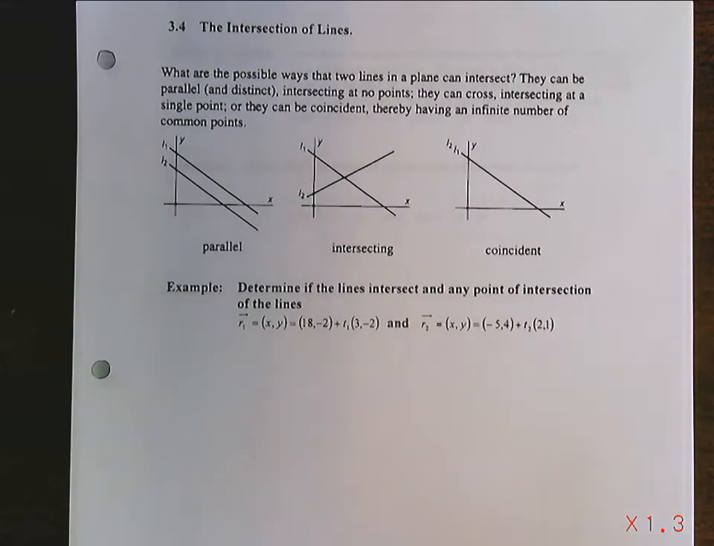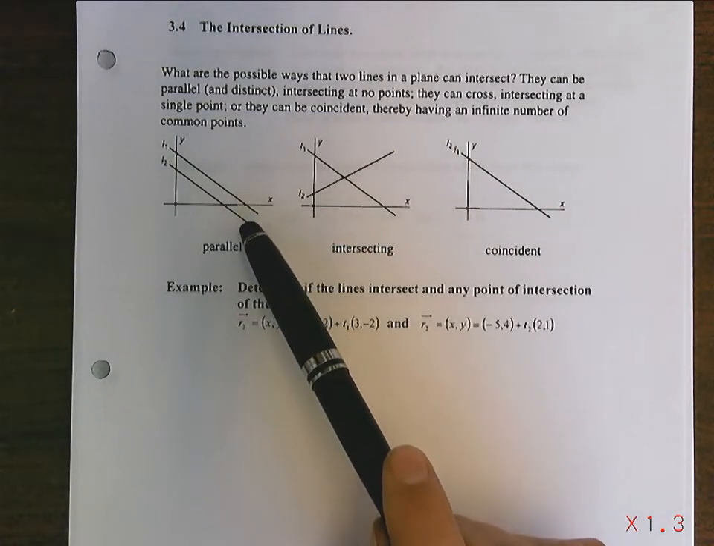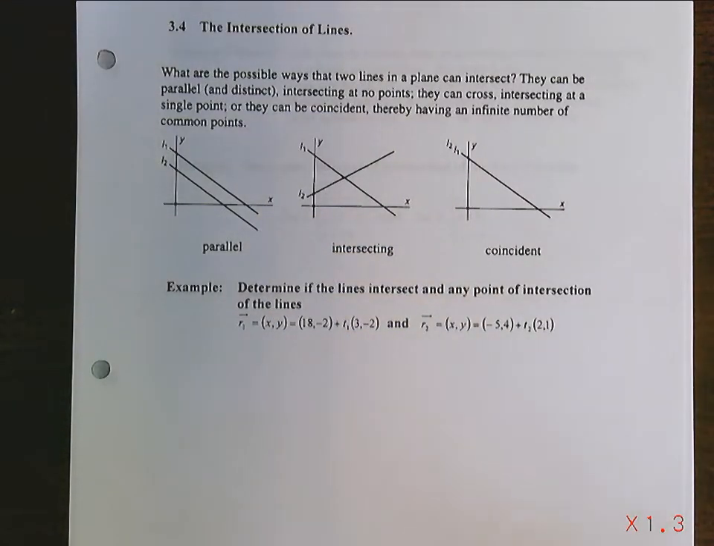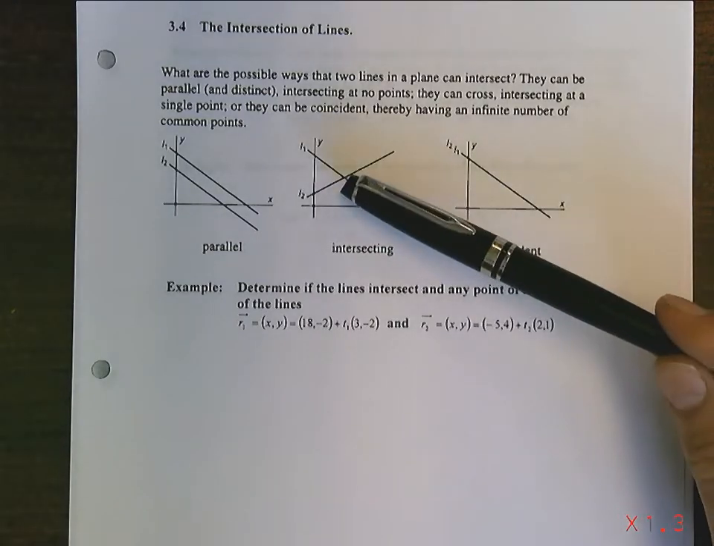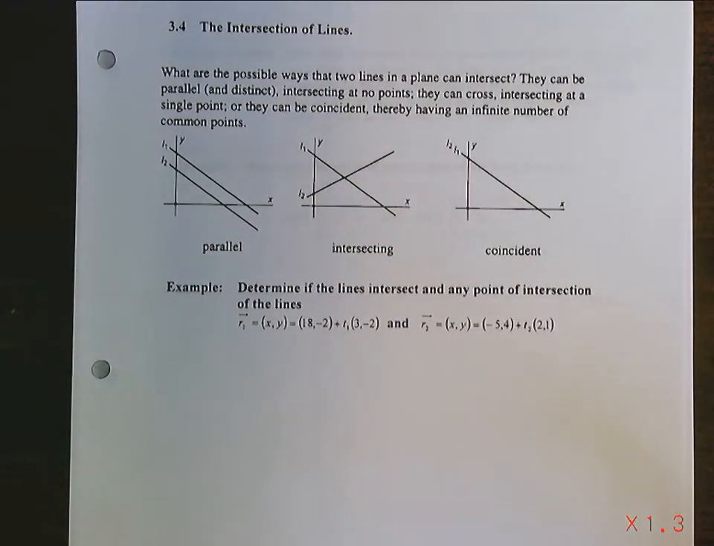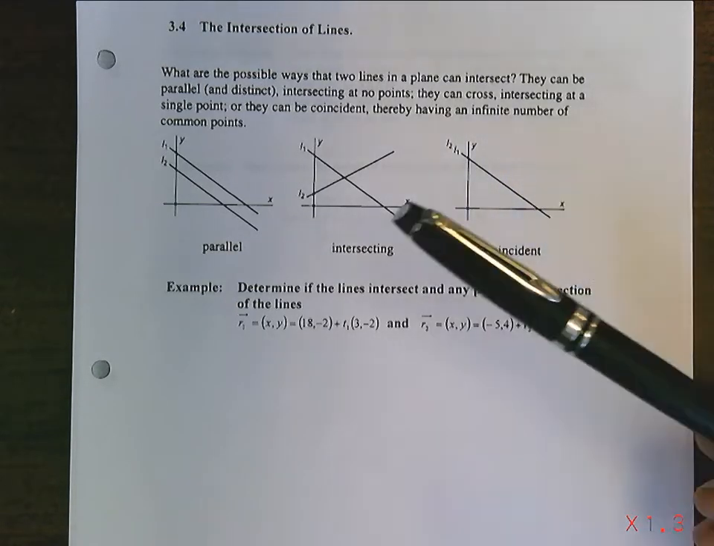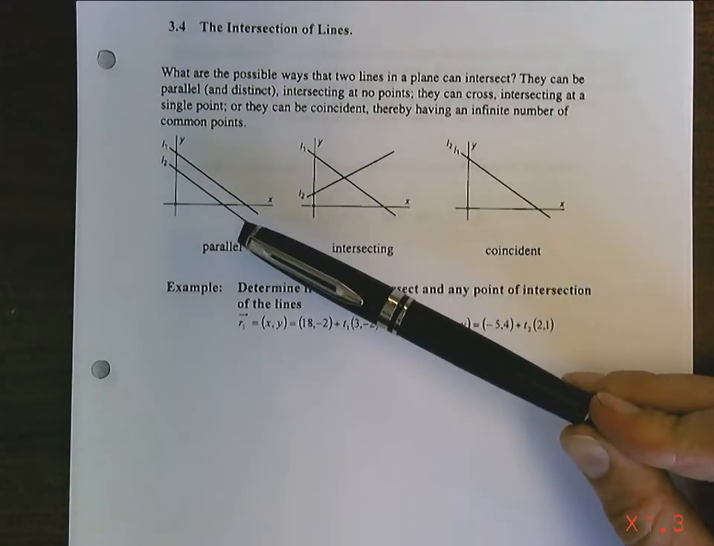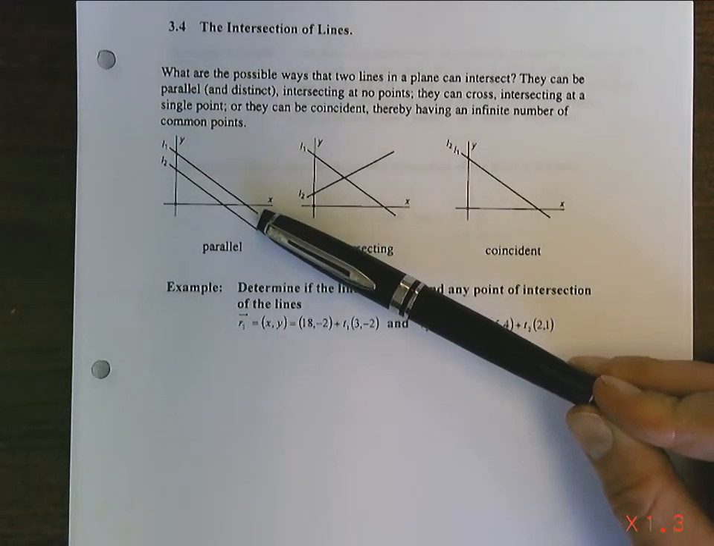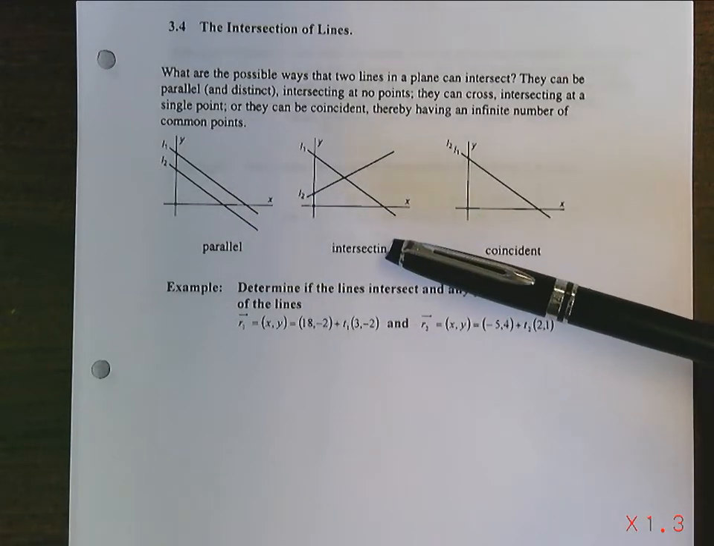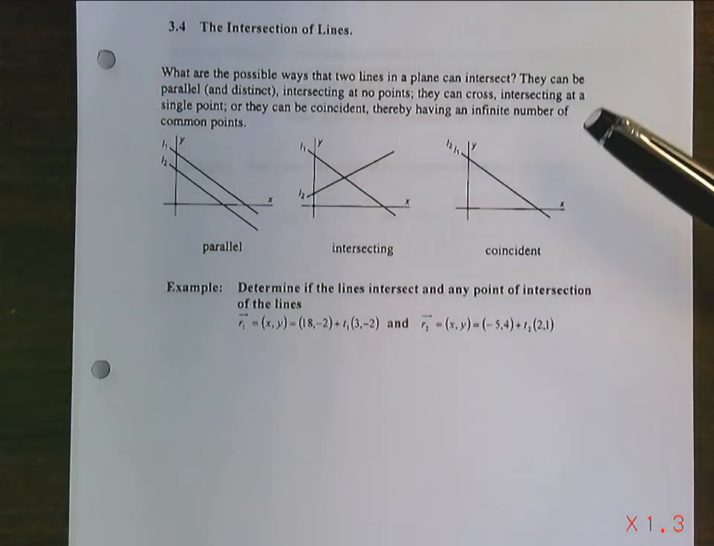Okay, so what are the possible ways that two lines in a plane can intersect? They can be parallel and distinct. So these two lines are parallel and they're definitely distinct. They're different lines. Or they could intersect at one point, or they could be coincident, meaning that the two lines are in fact the same line, or if you insist on thinking of them as two different lines, that they lie on top of each other. So once again, in two space, we can have lines be parallel and distinct, intersecting at one spot, or coincident.